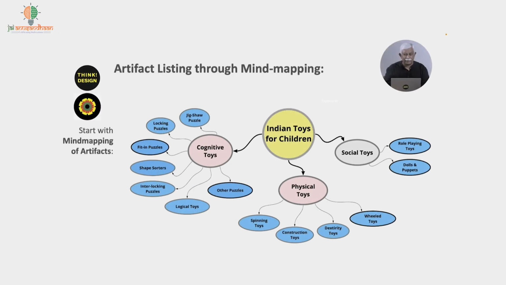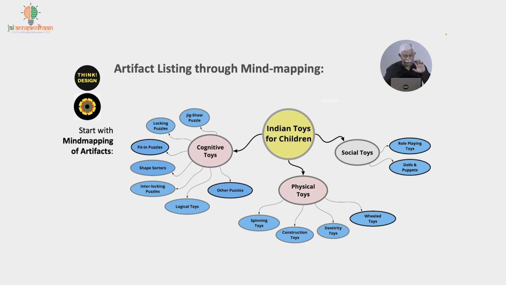The example here is traditional Indian toys for children, and it has been classified into 3 categories: the cognitive toys, the physical or the sensory toys, and the social toys. Okay, so the cognitive toys deal with the cognitive abilities, the physical toys deal with the sensory motor capabilities, the social toys deal with social abilities, right?